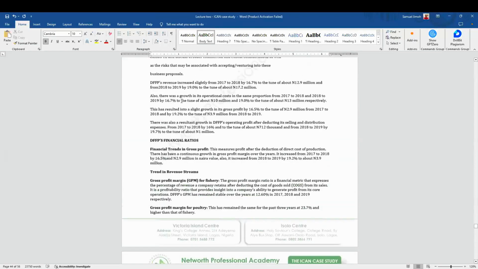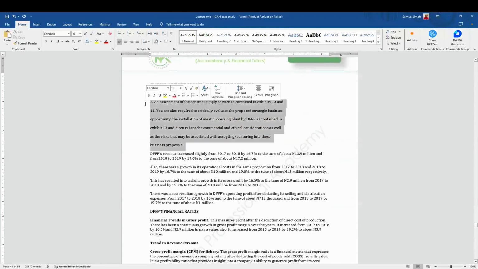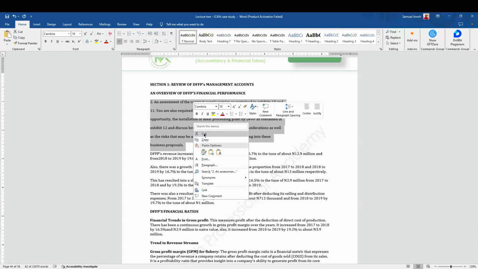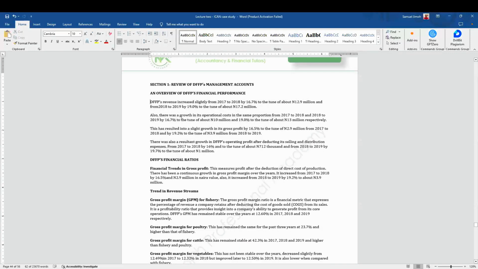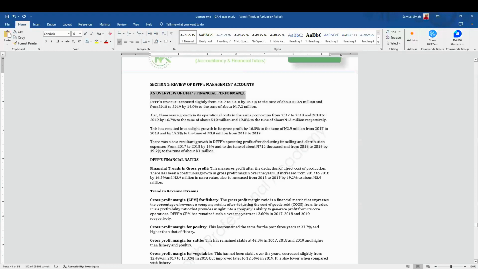So here's the section 1. Let me delete this. Let me delete this too. Let me keep this one somewhere. Okay. So remember I told you that this is the use of data and information. And because we're told to compute trend, to do trend analysis, here is where you bring in the trends that you have computed. You bring in the trend, then you give it a title, an overview of DFFP's financial performance.